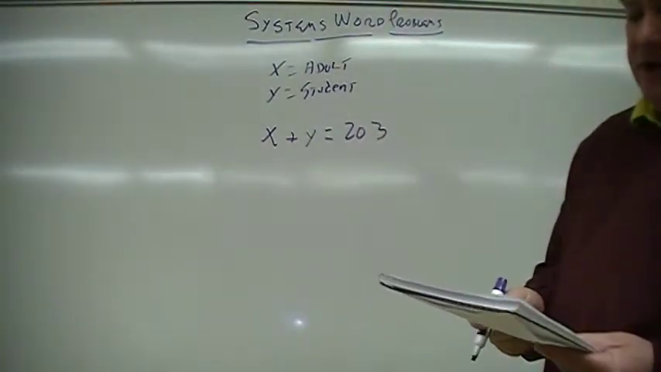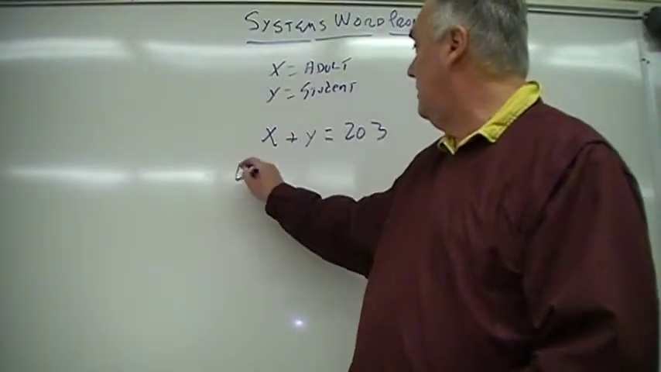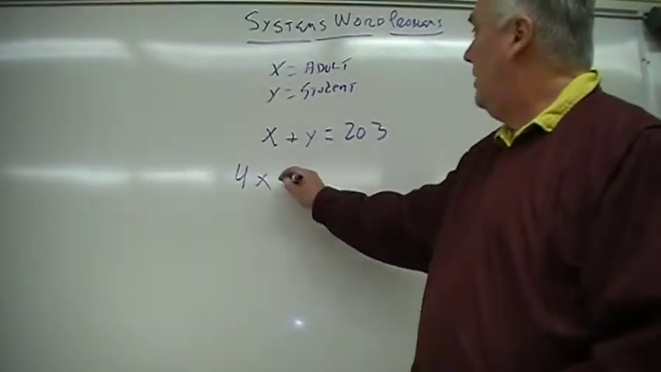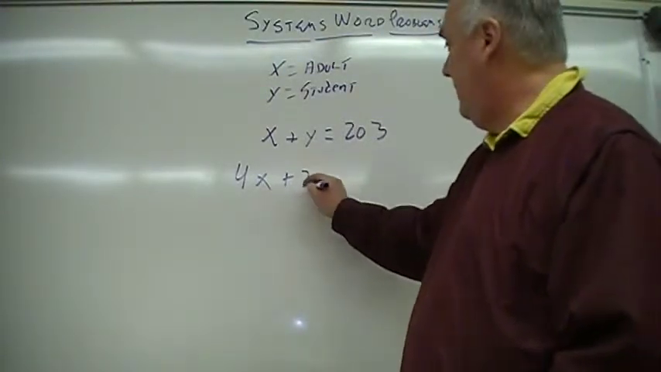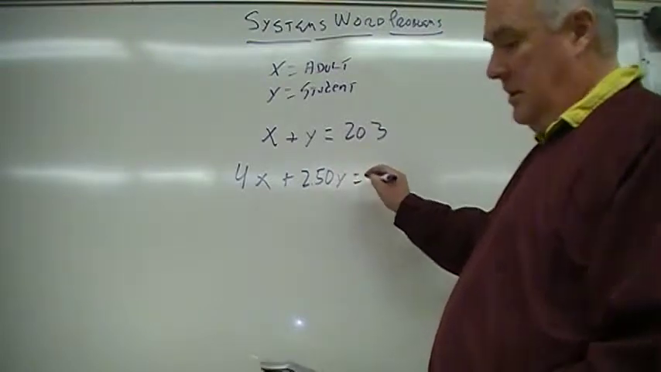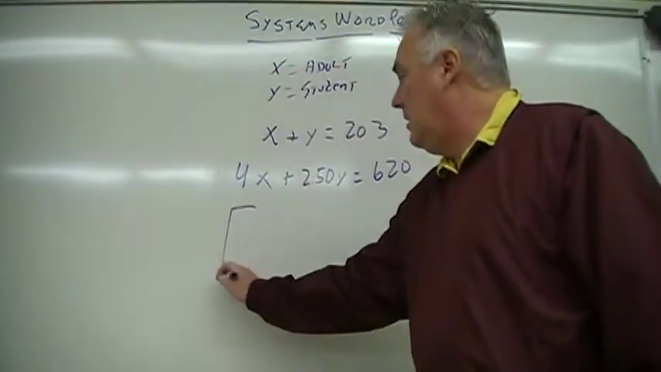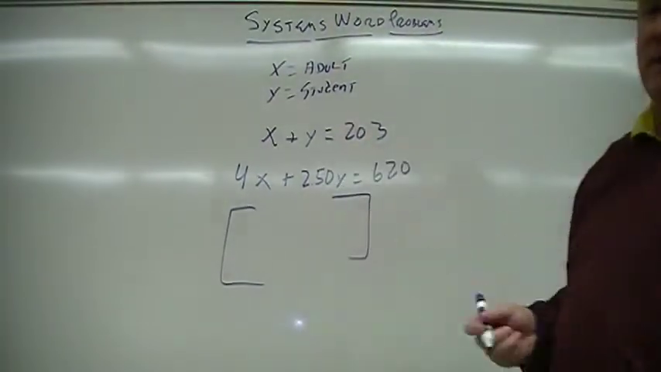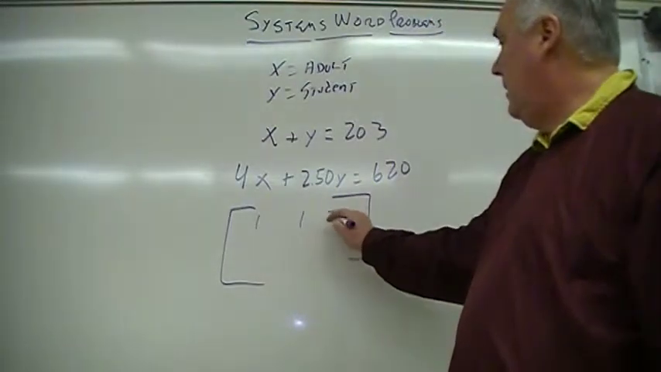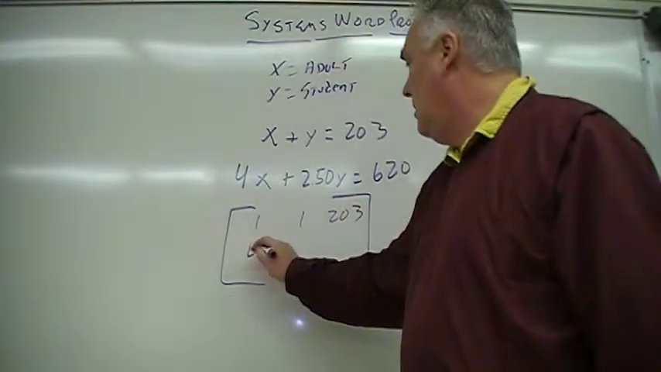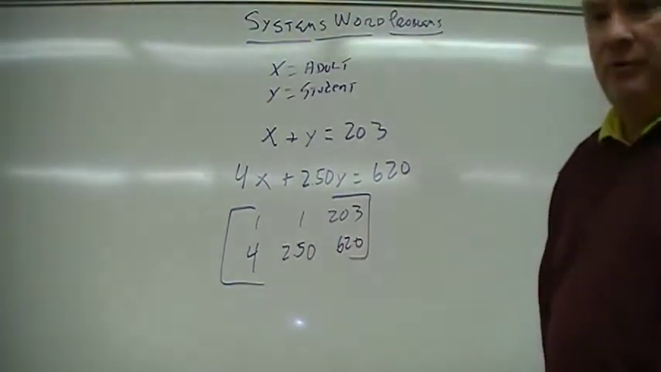The cost for each: how much for an adult ticket? $4, plus $2.50 for the student, and in total they brought in $620. You should be able to take it from here. It's what we did this week with our graphing calculator. The matrix is 1, 1, 203, 4, 2.50, 620.